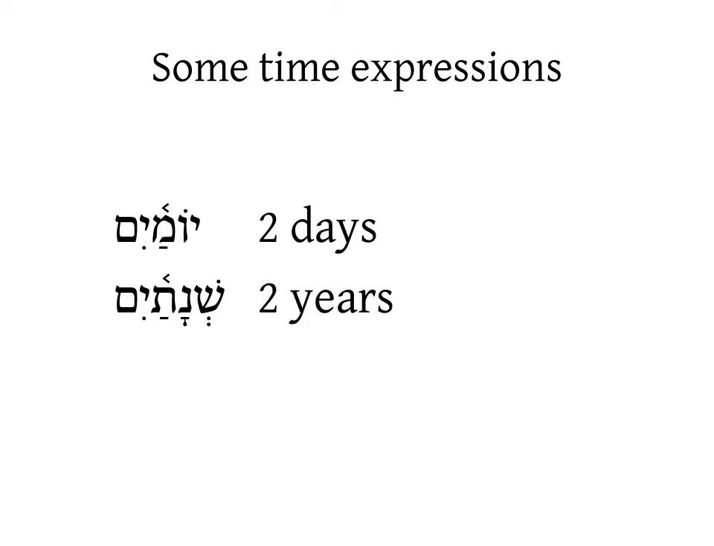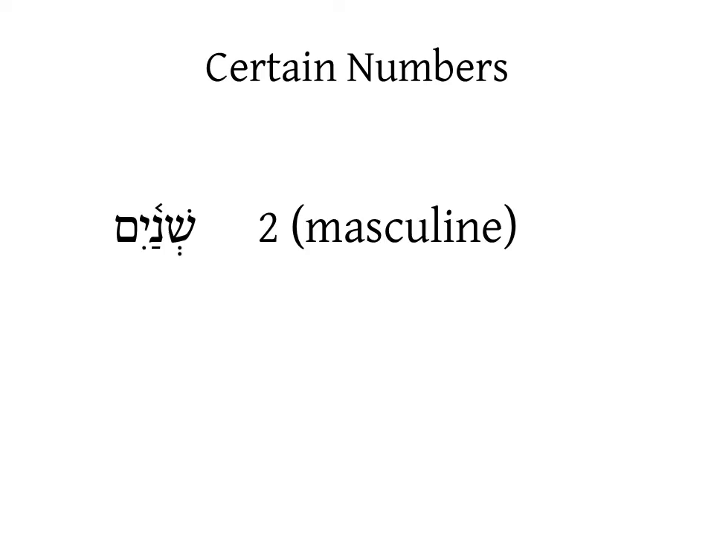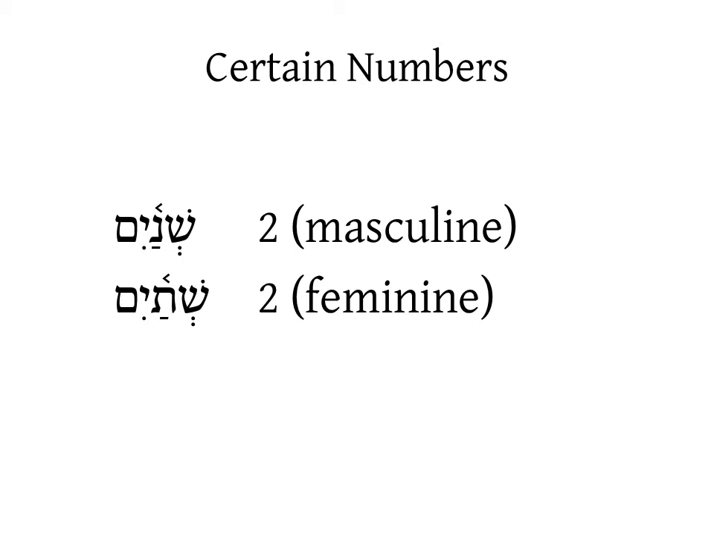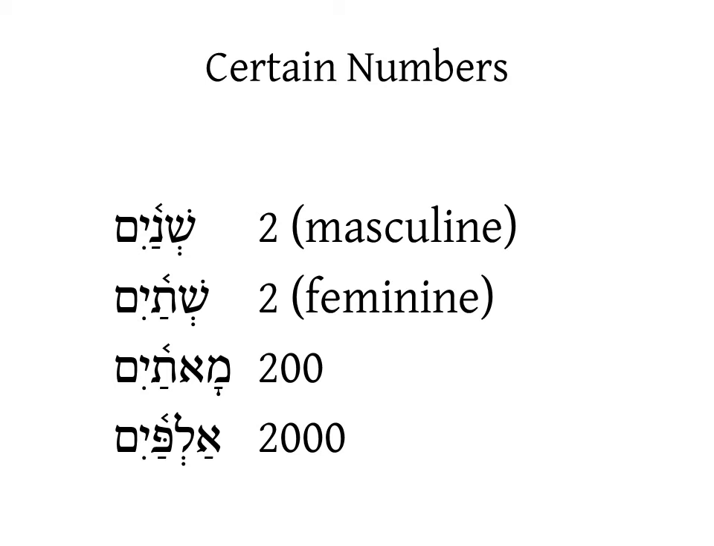So we have just seen examples of the first category, that is, some time expressions can occur in the dual. As we saw, yomayim means two days, and shanathayim means two years. Similarly, it makes sense that certain numbers would appear in the dual, like shnayim and shtayim, both meaning two. Shnayim is masculine and shtayim is feminine, as well as mathayim, 200, and alpayim, 2,000.